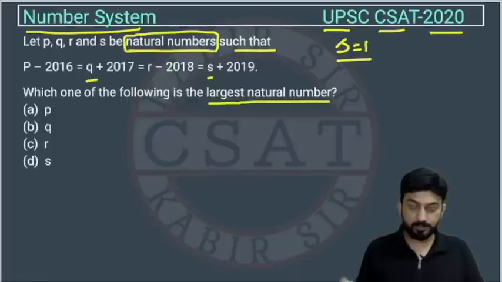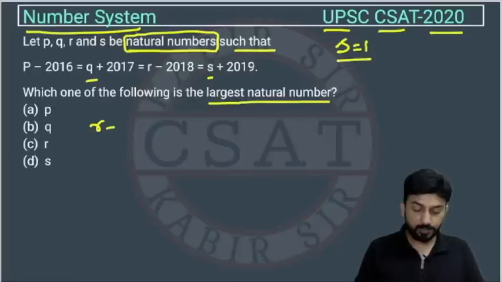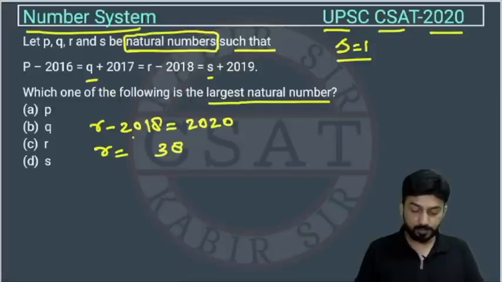Okay. If S is 1, then what will happen? R minus 2018 equal to 1 plus 2019. So it will be 2020, right? Then R will be how much? This will go to this side and it will get added. So this will become 4038, right? So the value of R is this, S is this.